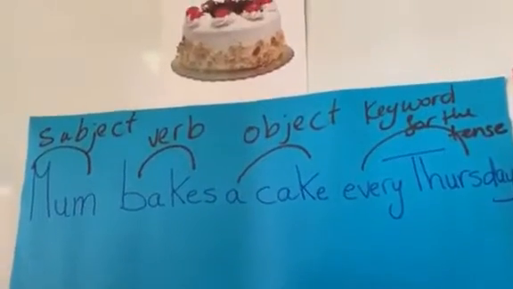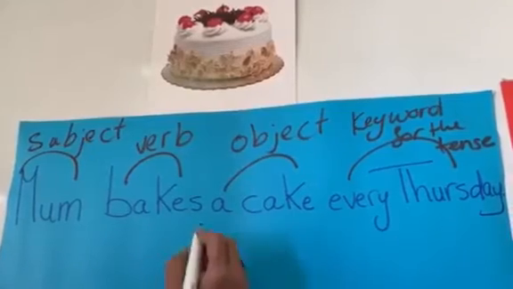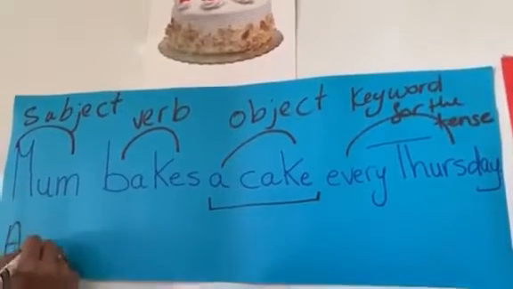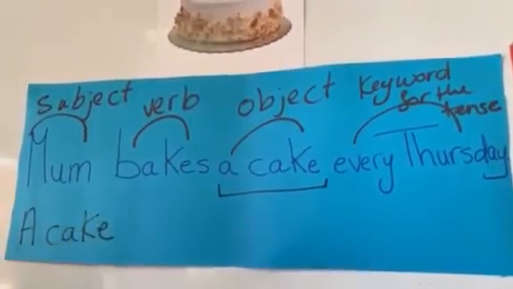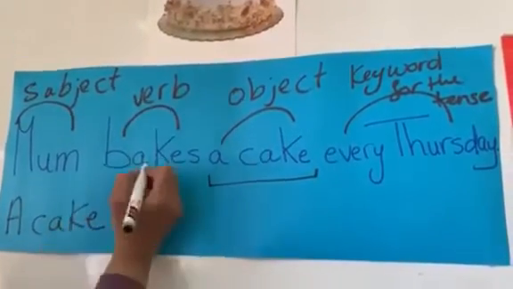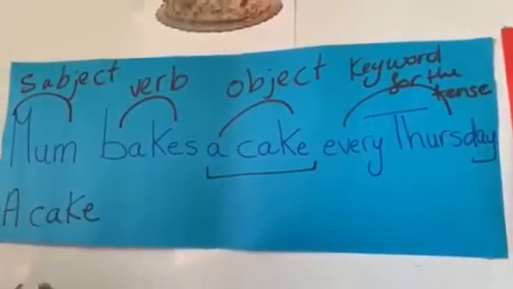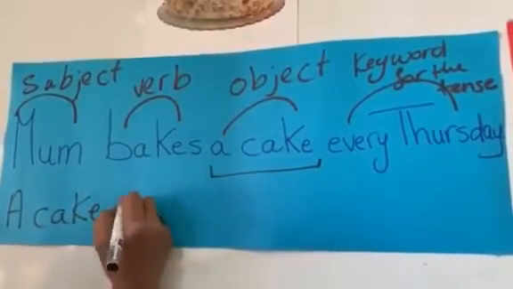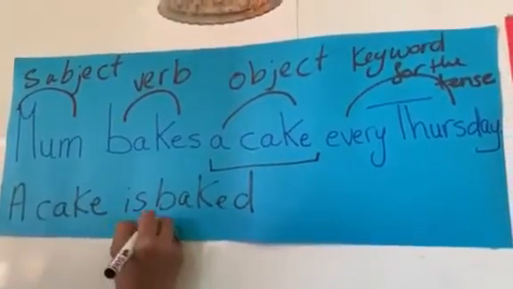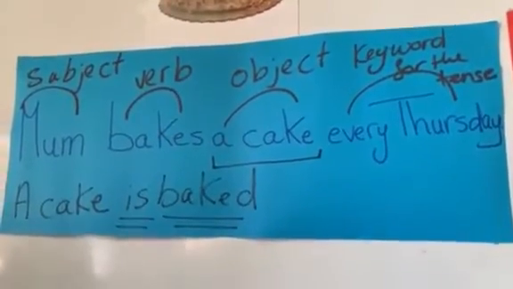Now, I'm going to ask you to do something. I want you to start this sentence with the words a cake. Okay, let's try. A cake. Where is the verb? Now, can the cake bake itself? No. The action is done upon the cake. So, we're going to say the cake is baked. What did we do here? We used verb to be and we used the past participle of the main verb in the sentence.